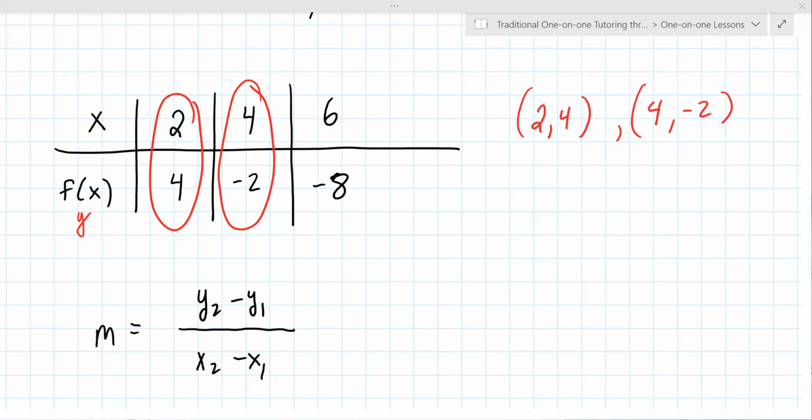Okay, so right now, y2 and y1 are 4 and negative 2, and x2 is 2, and x1 is 4. Give me your final slope. Okay, so right now, 4 minus negative 2, that is going to be 6, and 2 minus 4 is negative 2. 6 over negative 2 is going to be negative 3. Yes, the slope is negative 3, perfect.